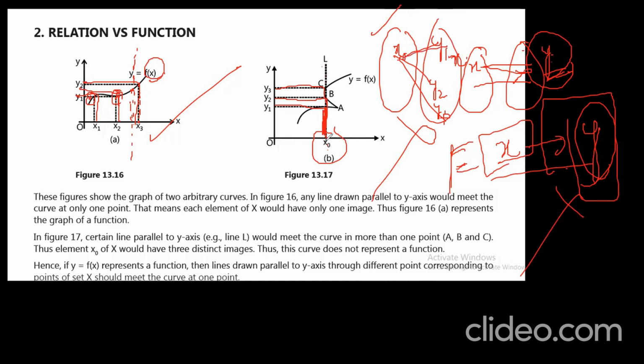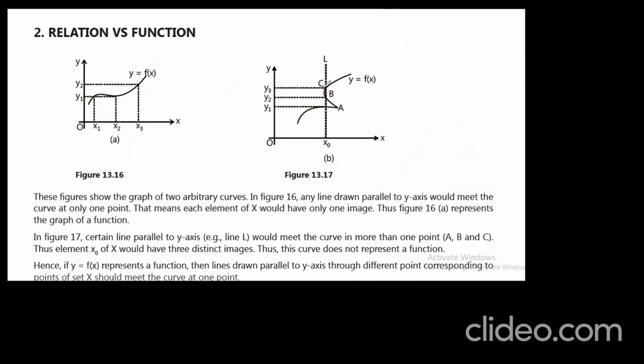When you take a graph, if you draw any line parallel to the y-axis, then it has to touch the curve at only one point. Then you can say that it is a function. Otherwise, it is not a function because it is touching at 1, 2, and 3 points. That's why it is not a function. Got it? Very good.